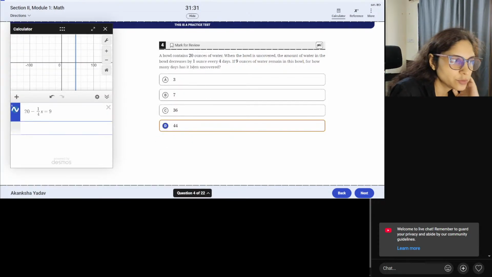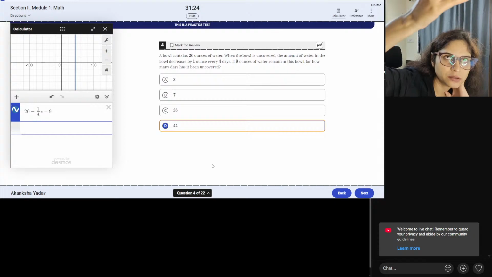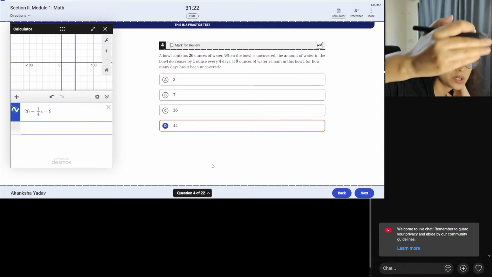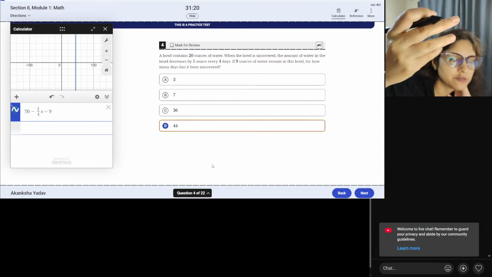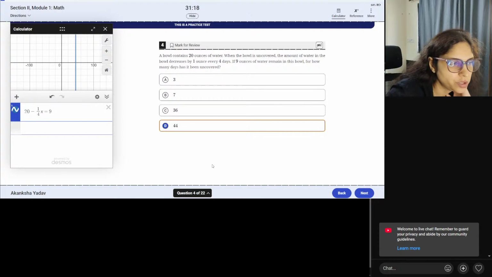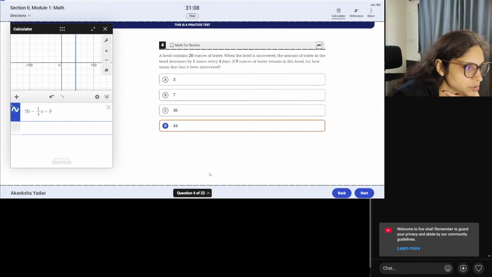Got it? Why the slope is 1/4? Because it is decreasing by 1 every 4 days. So when time is increasing by 4 days, the volume is decreasing by 1. So y2 minus y1 is -1, x2 minus x1 is +4. Slope is y2 minus y1 over x2 minus x1. So change in y is -1 because it is decreasing by 1 ounce. Change in days is 4 because days are increasing. Okay. So it is 20 minus 1/4 x is equal to 9. 44 is the answer.